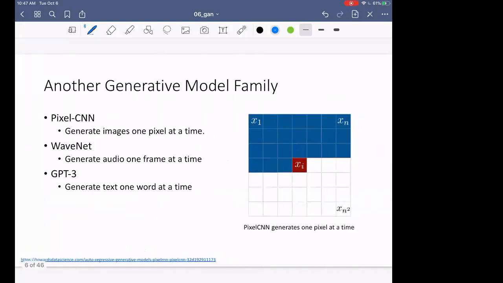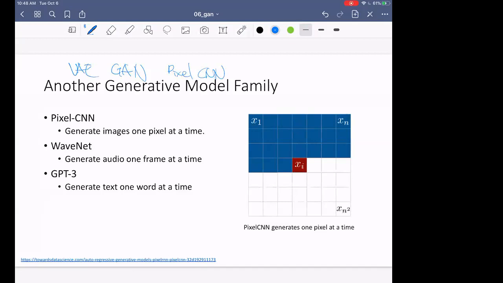And as I said, there's another family of generative models called autoregressive models. So this is like PixelCNN. This is really an old model that not a lot of people use these days. But back in the day, it was one of the competitors in generative models. So there was VAE, then there was GAN, then there was PixelCNN. PixelCNN was developed by researchers at DeepMind.